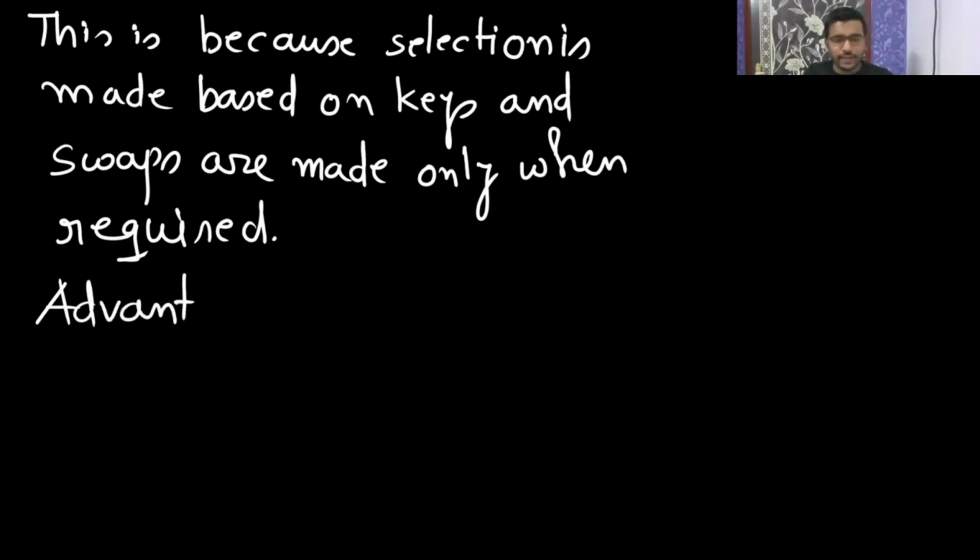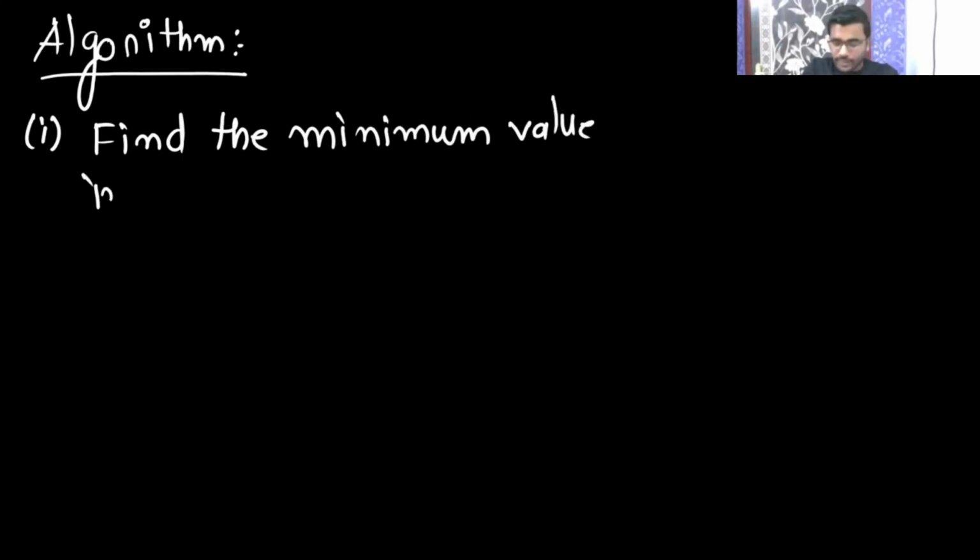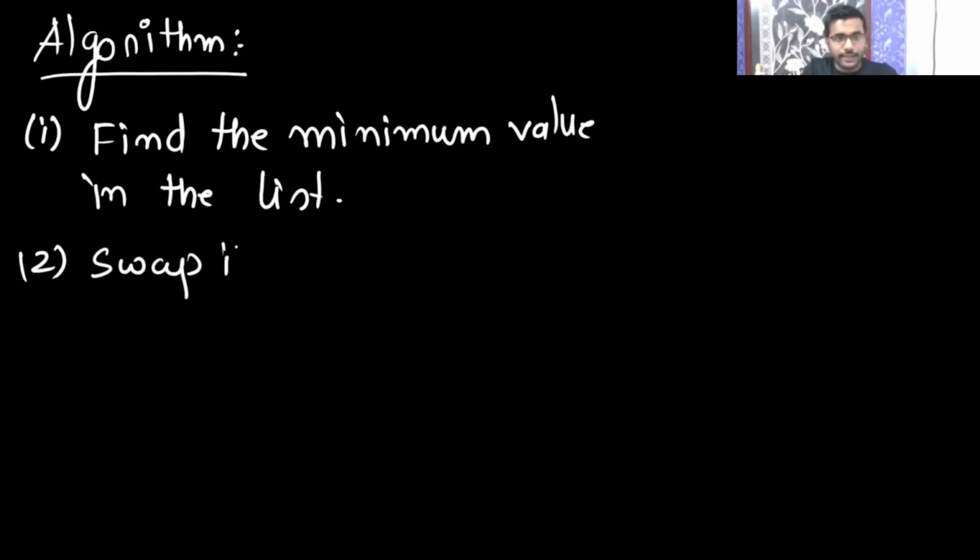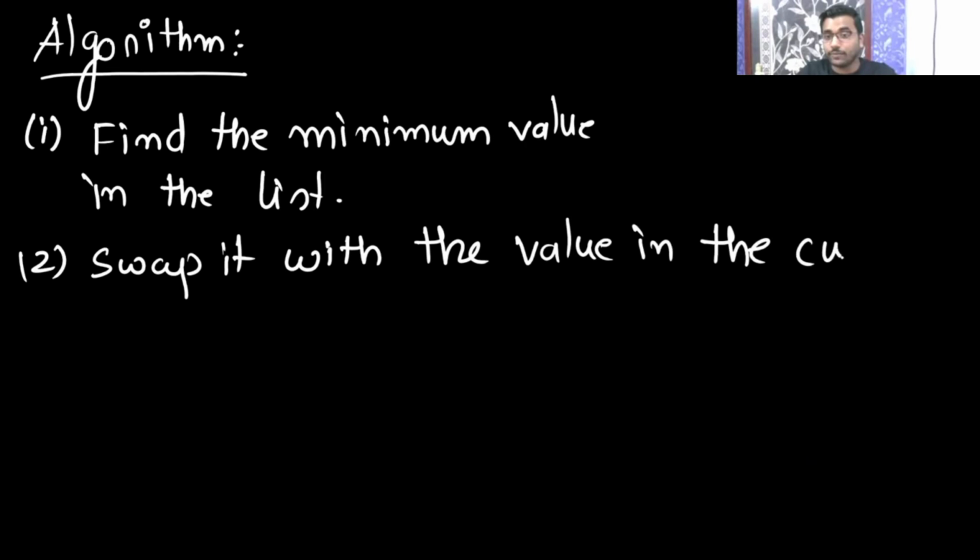Advantages and disadvantages we will see later. Now we will see the algorithm. First, find the minimum value in the list. Second, swap it with the value in the current position. So with the current position we are going to swap that minimum.